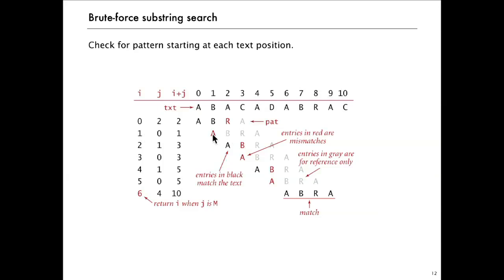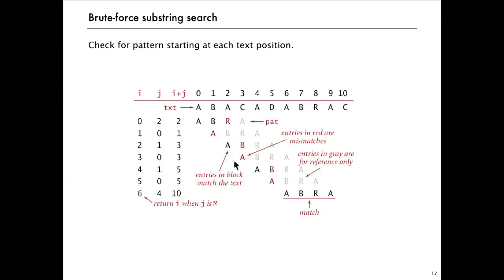And then here we have a mismatch right away, so we move the pattern over one position, increment the text pointer. And then starting with i at 2, we compare the second text character with j at 0, the first pattern character. Increment j to 1, increment i to 3, we have a mismatch. Mismatch happens at j and i plus j. The jth character of the pattern versus the i plus jth character of the text.